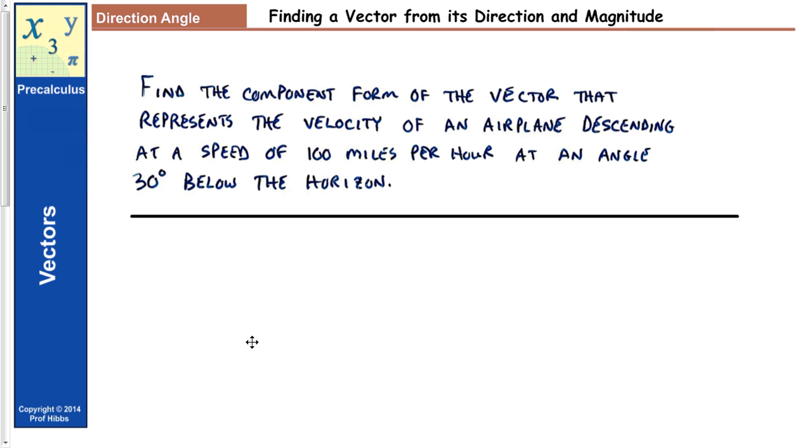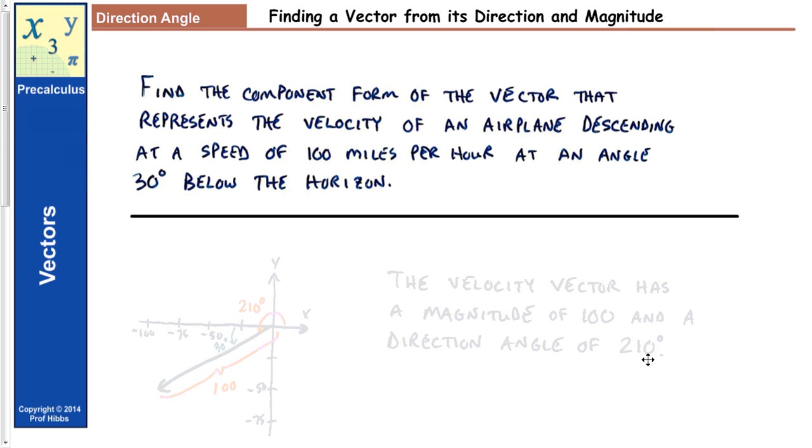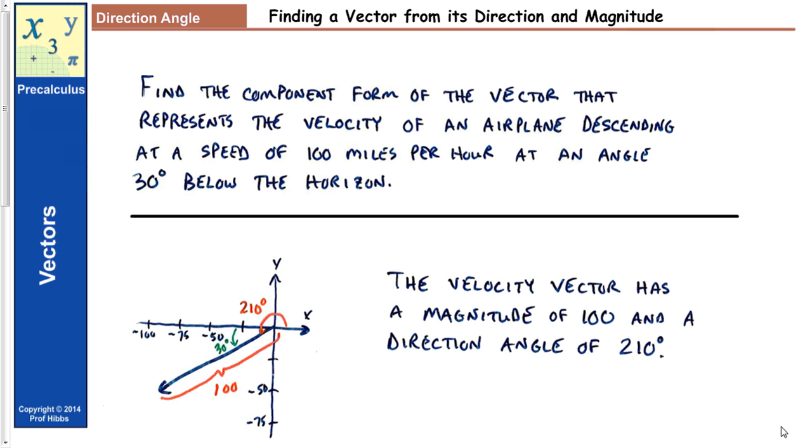Now, I've chosen to draw the diagram in this fashion. I guess I'm thinking of the plane flying, if you will, to the west, maybe. But this is just the diagram that I decided to use, and we could have done it a little differently, I suppose. The airplane is descending at a speed of 100 miles per hour. So what I've got then is the length of this vector I'm using as the magnitude, and that's 100. The magnitude of the vector is 100. That's what the speed is telling us.